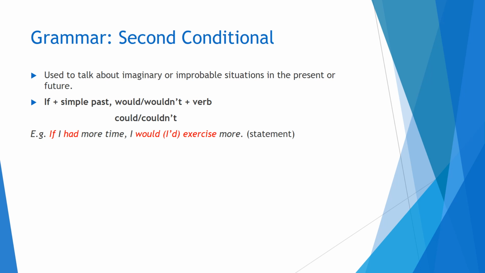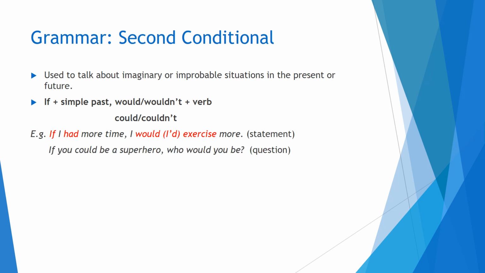So, if I had more time, I would. You can contract that. So, I would becomes I'd. I'd exercise more. Okay, so if I had more time, I'd exercise more. Now, the reality is, I don't have enough time. Okay, so it is an improbable situation. But if I had more time, I'd exercise more. That is a statement. Now you can also make questions.